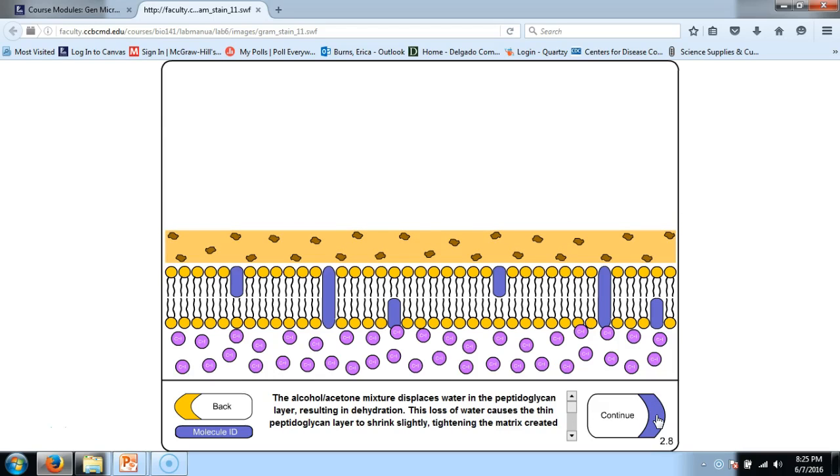Whoa. What happened? Something's gone. The outer membrane, because what are membranes made out of? Lipids. What does alcohol do to lipids? Destroys them, dissolves them. And again, what do you notice in comparison about this peptidoglycan layer as opposed to the other one? Yeah, it shrunk a little bit.